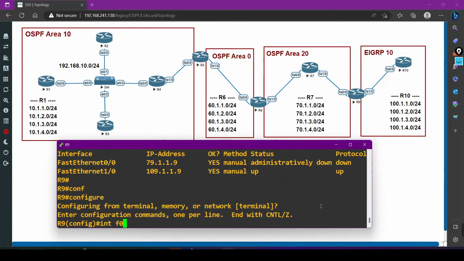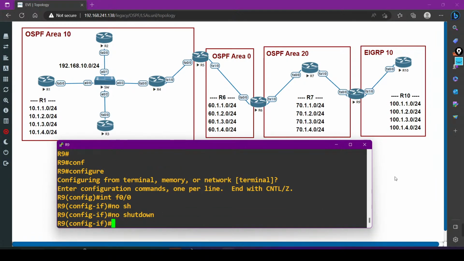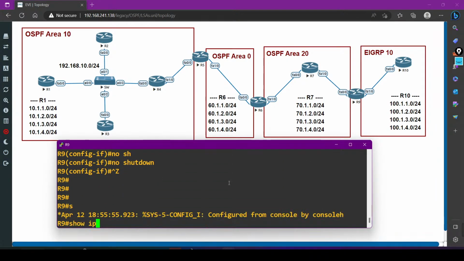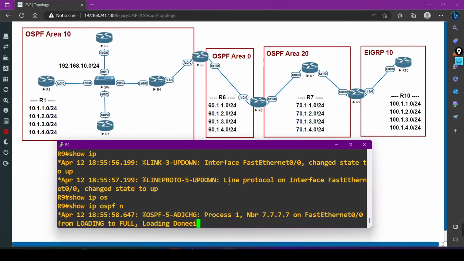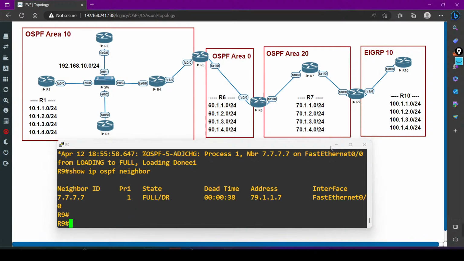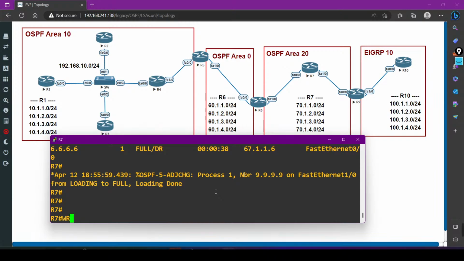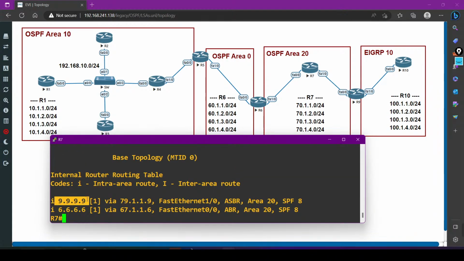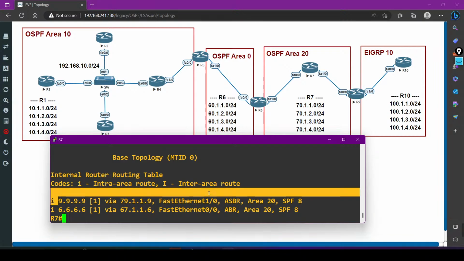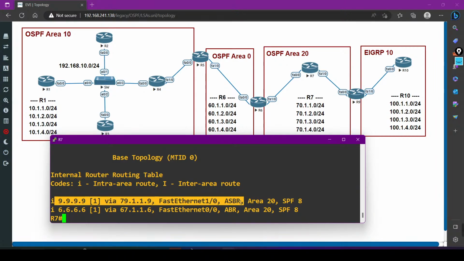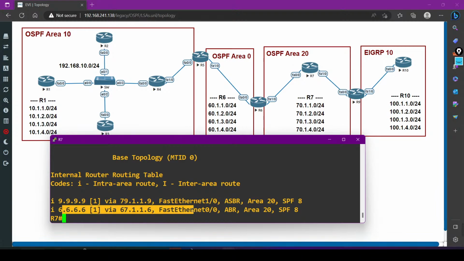Which interface? Interface F0/0. Let me say no shut over here. And first of all let me verify. So show ip ospf neighbor. The neighborship is up. Done. Now on router number 7, if you run the command show ip ospf border-routers, it is telling you that 9.9.9.9 is the ASBR. Done. And 6.6.6.6 is the ABR. Yes or no? And what is the cost to reach the ABR? 1. What is the cost to reach the ASBR? 1. Yes or no? Yes sir.